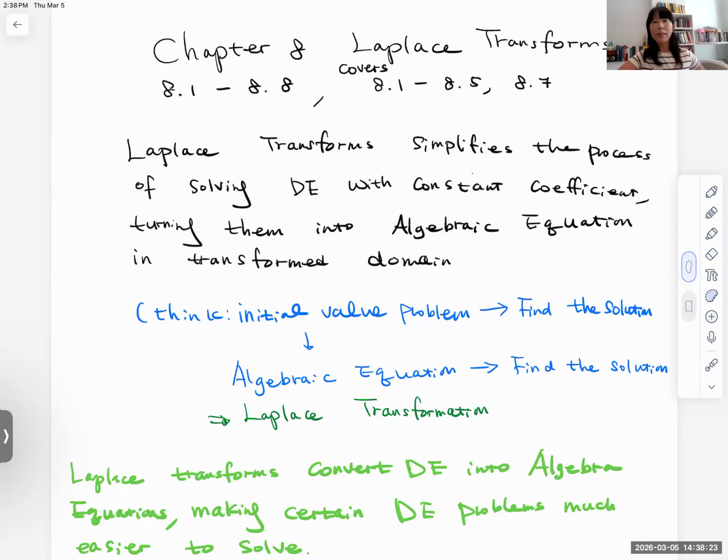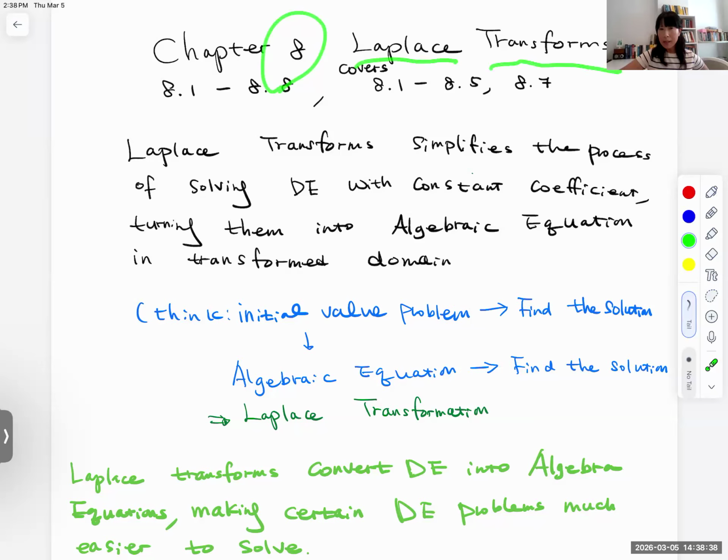Hello everyone. Today we are going to learn about chapter 8 and 8.1. Chapter 8, we talk about Laplace transforms. This chapter has 8.1 through 8.8, but we are going to cover 8.1 through 8.7.